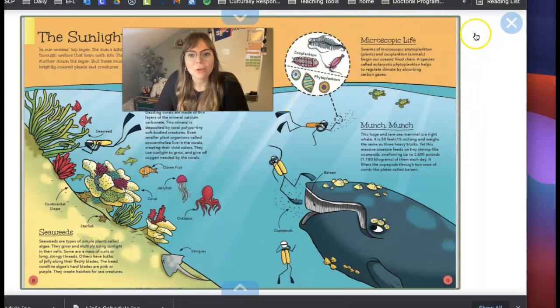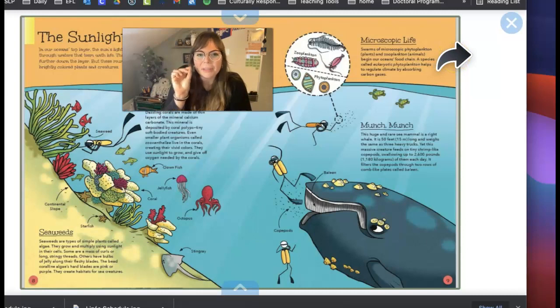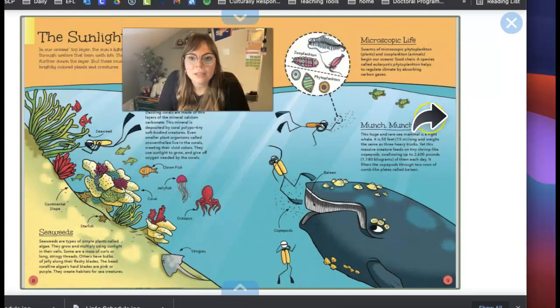Microscopic life. Swarms of microscopic phytoplankton, or plants, and zooplankton, animals, begin our ocean's food chain. It's really, really small. A species called eukaryotic plankton. This is where our phonics skills come in handy, these scientific names. Eukaryotic plankton helps to regulate climate by absorbing carbon gases.